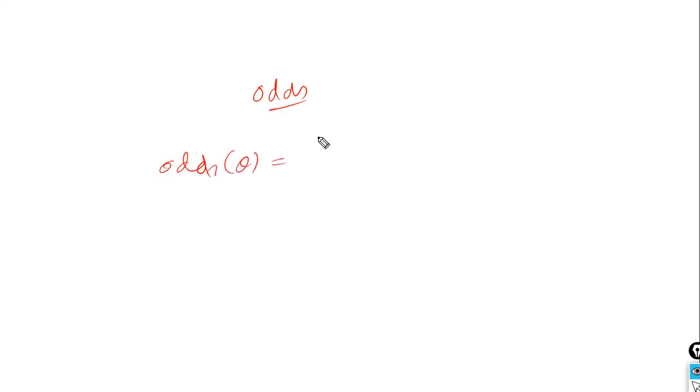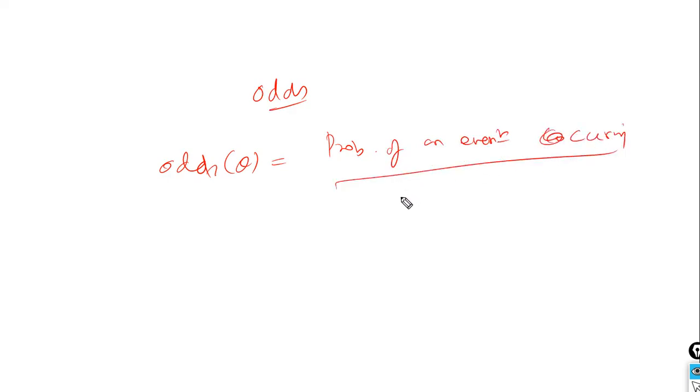For example, here the probability of an event occurring divided by the probability of an event not occurring. That is what is called odds, right?